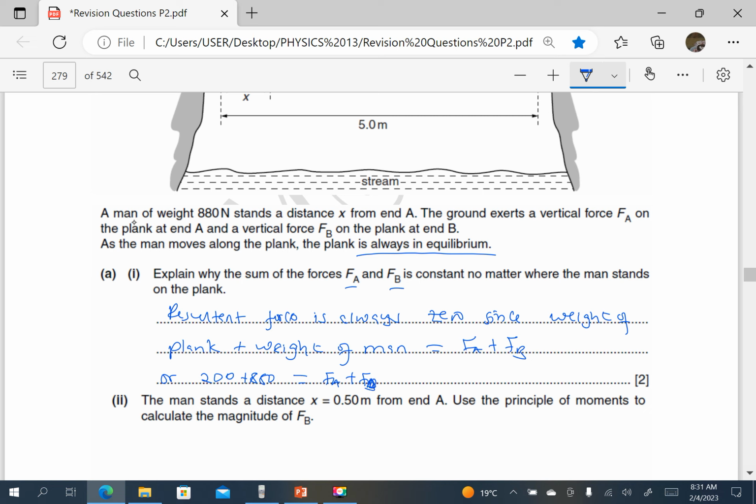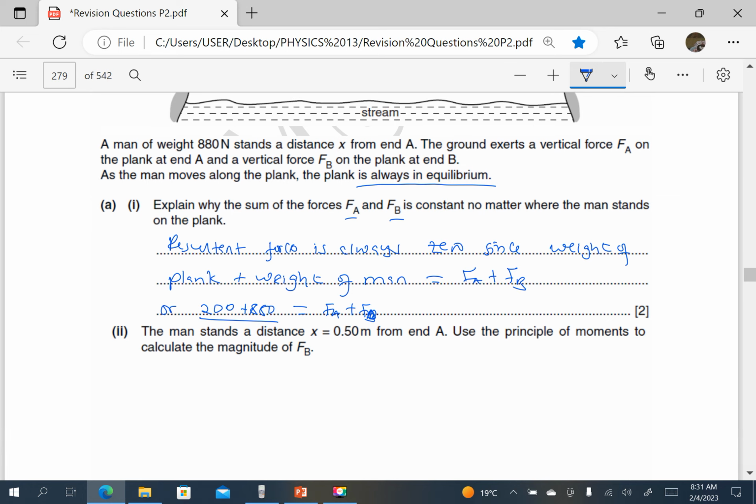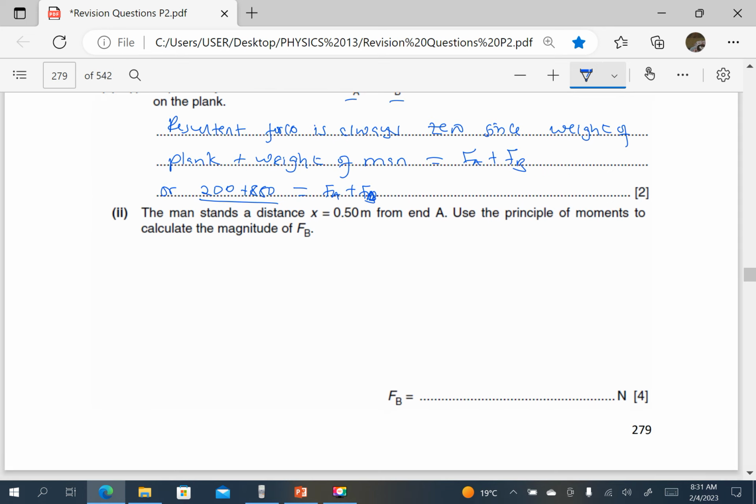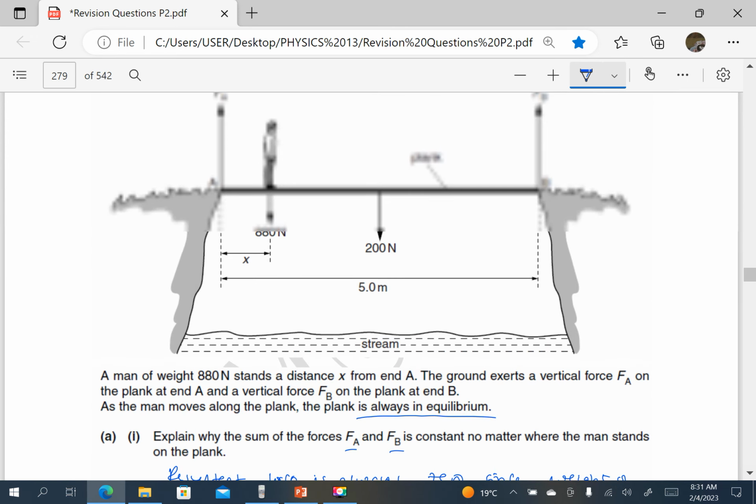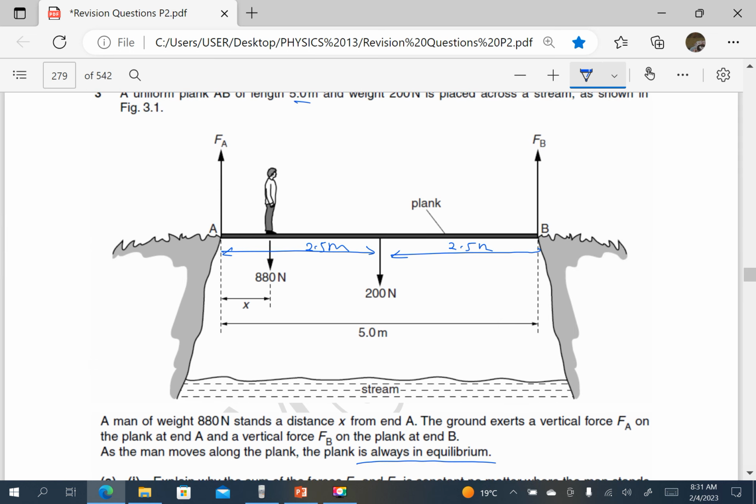So wherever the man will be, the sum of the forces downwards will be 200 plus 880, which is always going to be equal to Fa plus Fb. The man stands a distance of 0.5 meters from end A. That is, now x is 0.5 meters from end A. Use the principle of moments to calculate the magnitude of Fb.